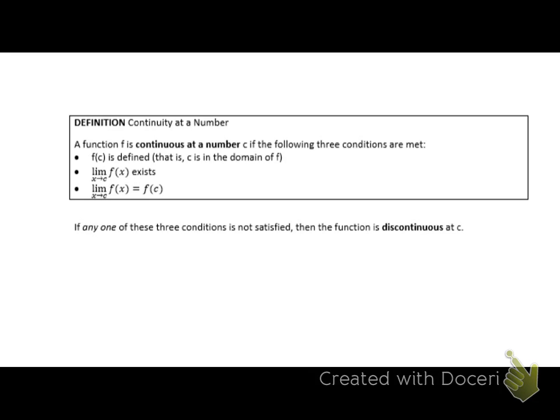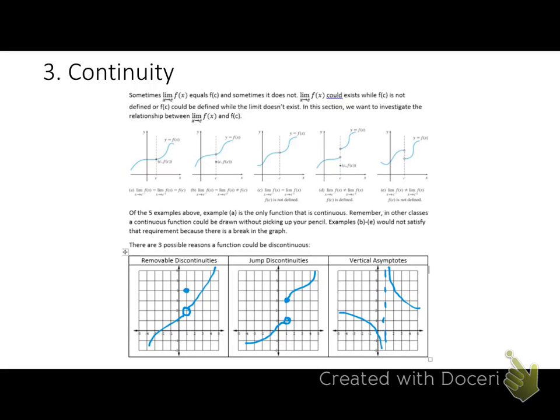F of c has to be defined, so it's in the domain. The limit exists, and the limit is equal to the point. In other words, remember, the limit can exist and just have an open circle there, like in the removable discontinuity. In order for the function to be continuous, that open circle would have to be filled in. If it's not filled in, it's not continuous.